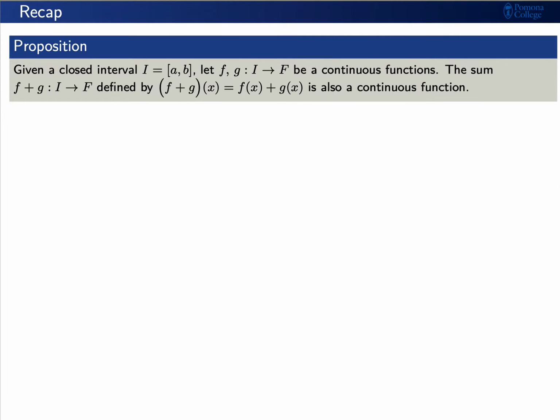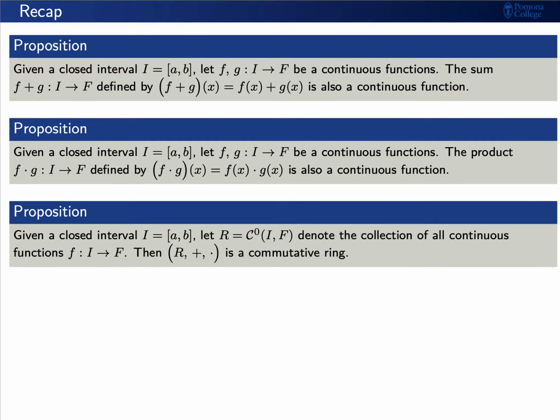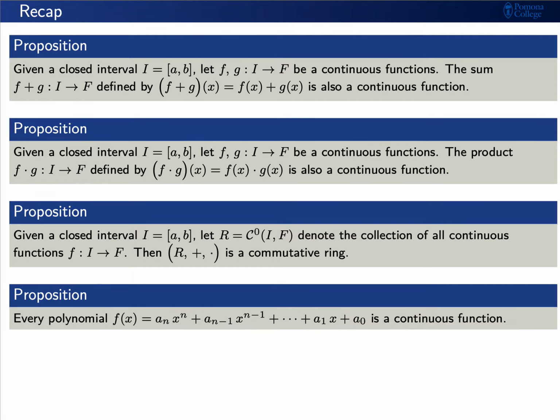Now let's assume that f and g are two continuous functions on our closed interval I. Then the sum, f plus g, is also a continuous function. Similarly, the product, f times g, is a continuous function. Moreover, the collection of all continuous functions on our closed interval I actually forms a commutative ring. And as a corollary, every polynomial is a continuous function.